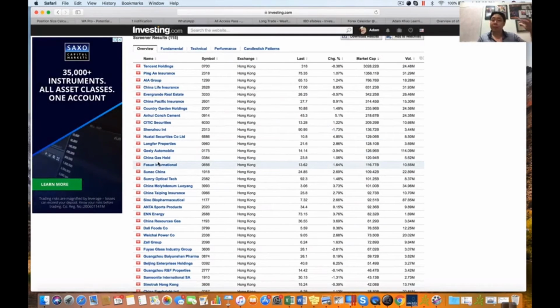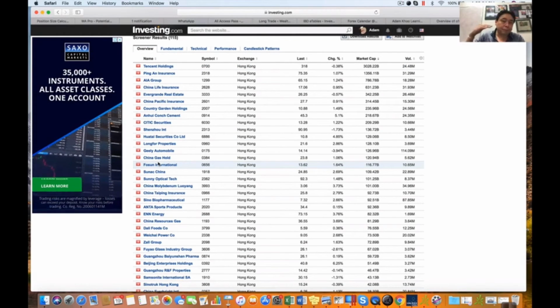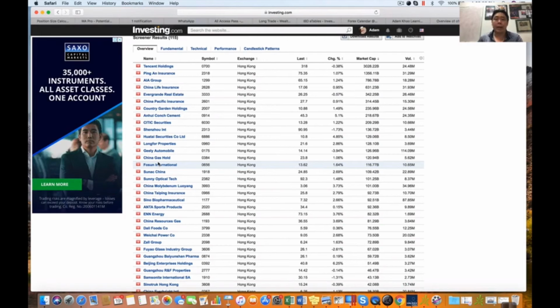So from this list, you can do further research to look at the balance sheet, the income statement, and so on and so forth. But this helps to narrow it down to some of the best companies in a particular market.